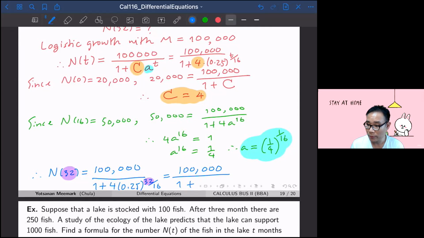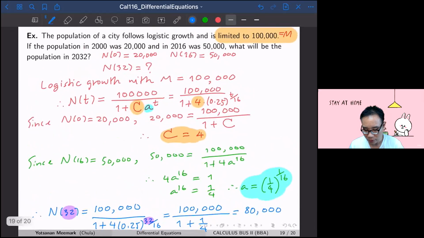So it's going to be what? It's going to be 1 plus 1/4. Okay, so 4 will cancel with (1/4) squared. So this one will be given by 100,000 over 5/4. So it's going to be 80,000. Okay, so you have N32 equal to 80,000.